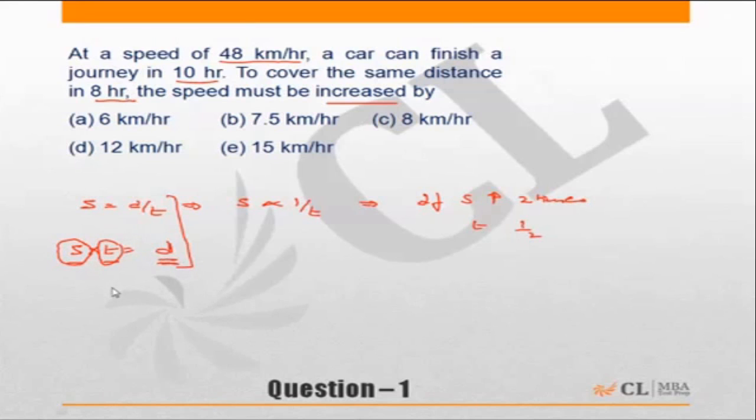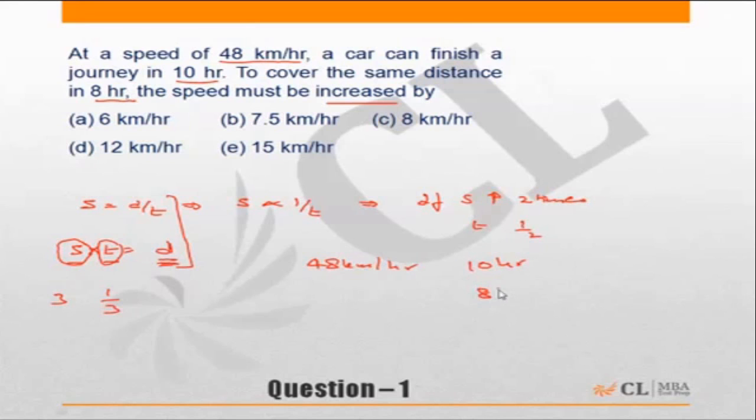So if you say now I have only 1/3 the time available, that means the speed should become 3 times because the distance is constant. In this particular question, at a speed of 48 kilometers per hour, the time taken is 10 hours.